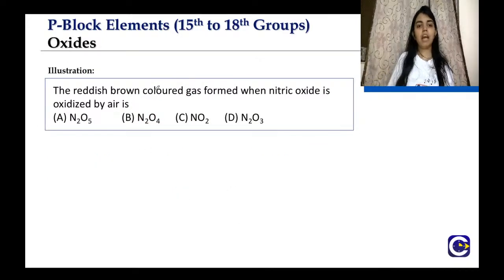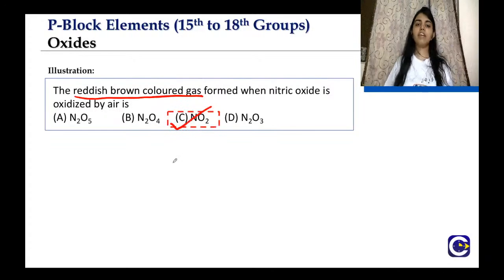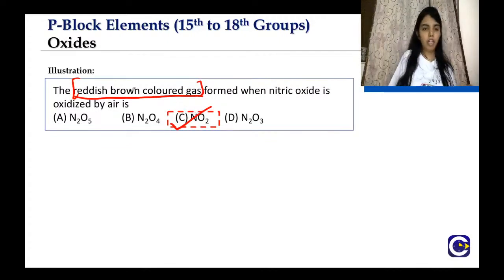The reddish brown colored gas. I already told you the reddish brown colored gas is which one? Basically NO2, the only oxide of nitrogen which is reddish brown in color. NO2 is formed when nitric oxide is oxidized by the air. So by seeing the hint here that it is a reddish brown colored gas, you can identify the correct option.